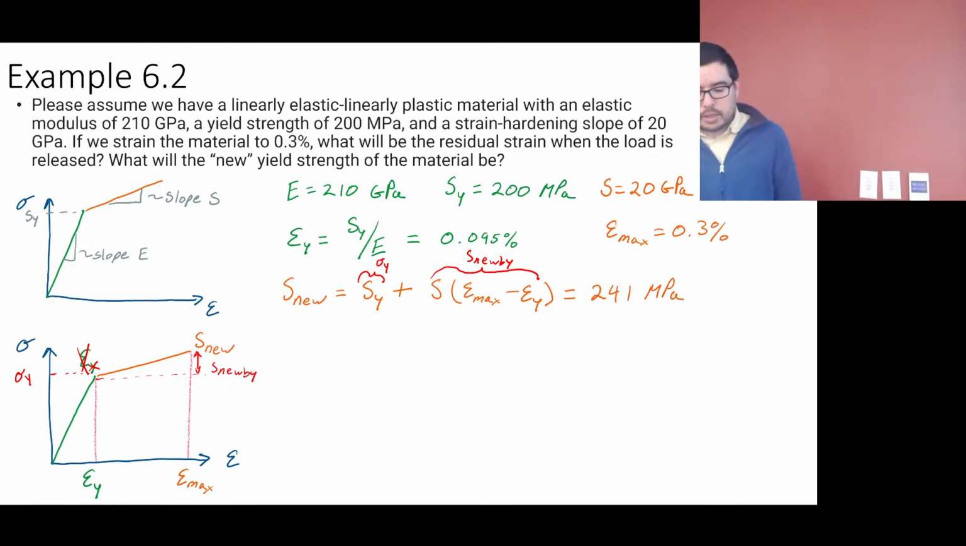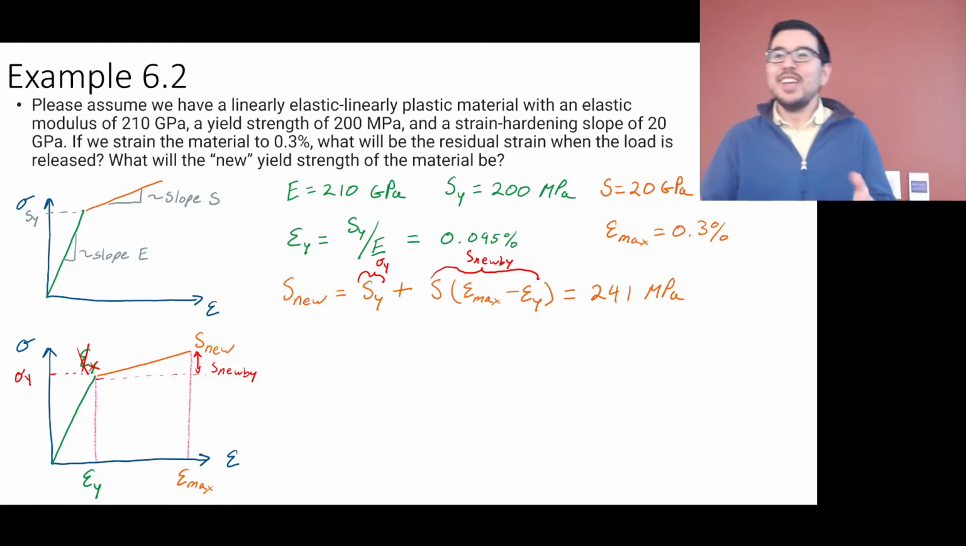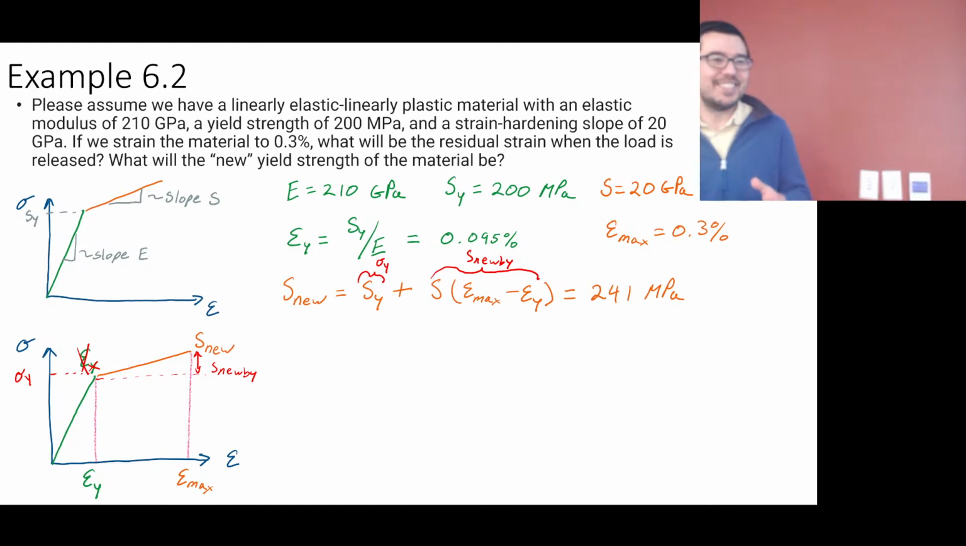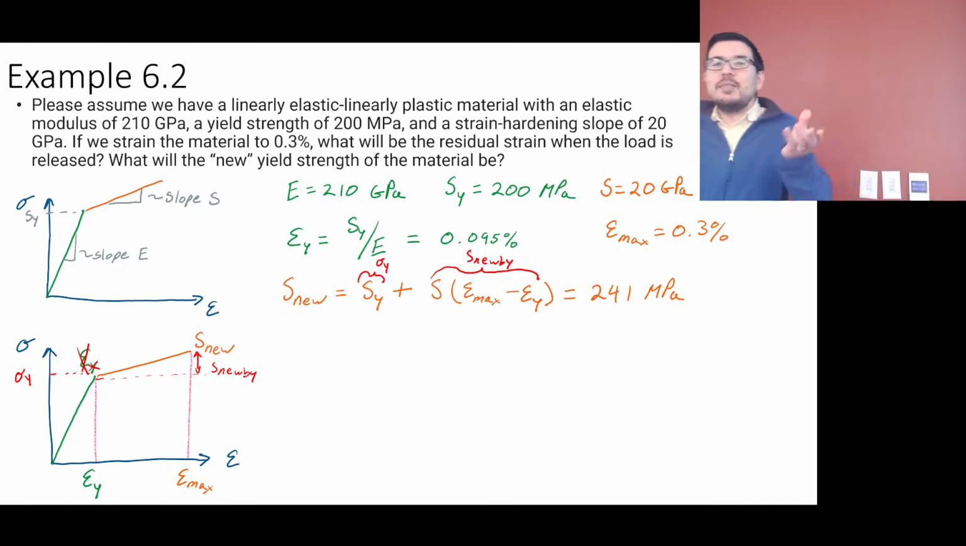All right, so when we do this calculation out, we get 241 megapascals. Is that higher than 200 megapascals? Yes. So it's probably a step in the right direction. Is it a significant amount? I don't know. It's less than 20%, right? But that's still something, in terms of the strength.